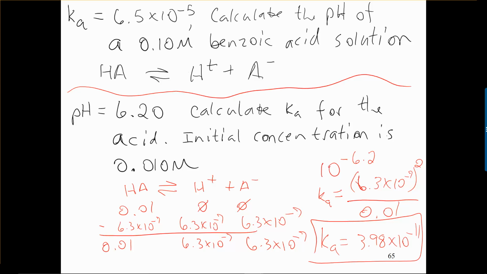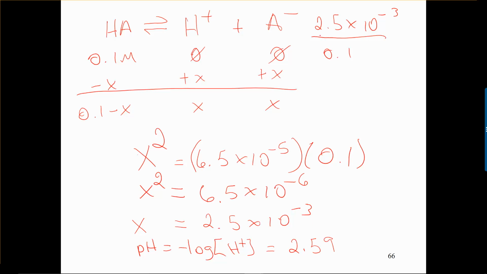On the percentage thing on the last one, what did you get for the top? This one, 2.5? Yeah, that's the x. So when I find out what x is, I then see if I can keep this assumption of dropping this minus x by calculating x here, and then relating it back to the 0.1 molar. If it's less than 5% of it, then I can keep it. If not, then I have to do the quadratic equation.